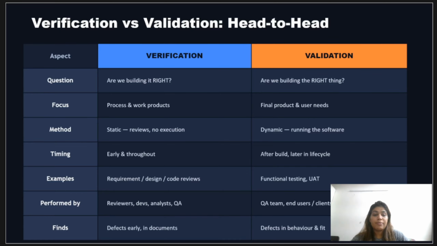Verification is performed by reviewers, developers, analysts, QA, and validation would be performed by the end users, QA team, or the clients. The findings of verification could be defects early in the documents, and validation could catch defects in the actual behavior and fit. So, here's a quick trick that will never let you forget which one is which. Verification is review.